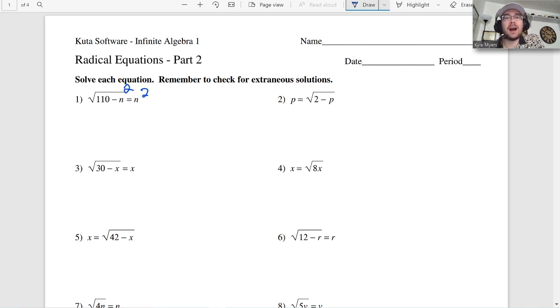And whenever you do the opposite operation, the opposite math thing, it cancels out the original thing. So I'm just left with 110 minus n equals n squared. Oh, well, this is interesting.